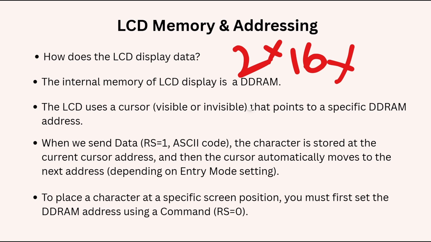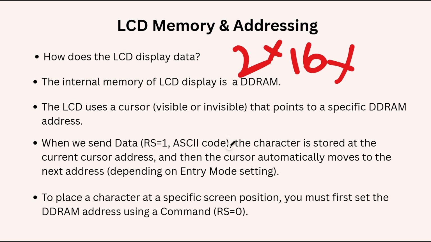When we send a byte with RS equals 1, the LCD writes that byte into the DDRAM at the current cursor address and displays the character, and then automatically increments, as I explained earlier. This auto increment feature means, of course, that we can write a sequence of characters one after another without manually repositioning the cursor each time, which is very convenient.